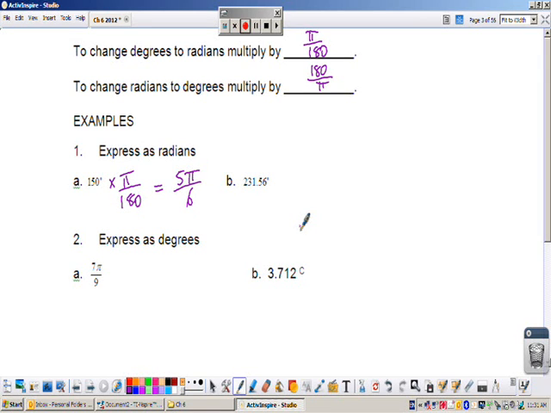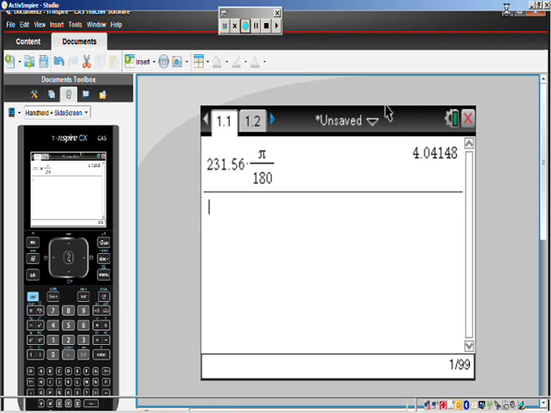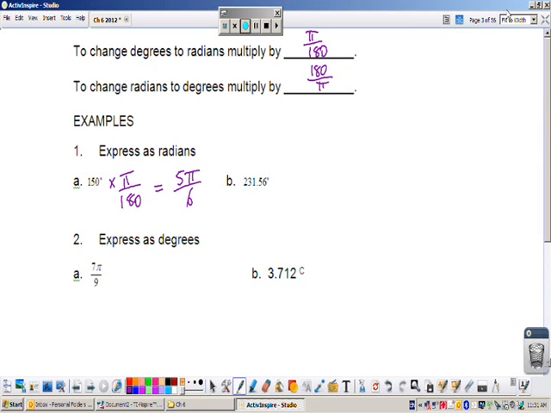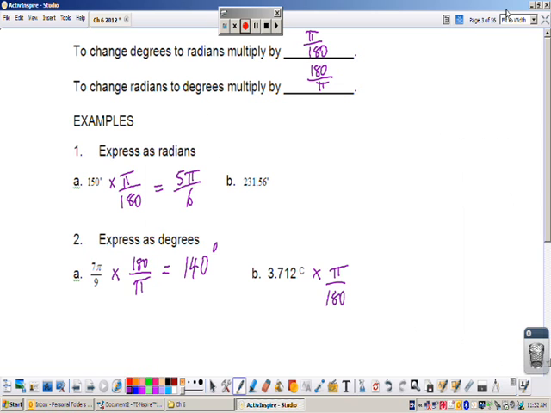231.56 degrees. Plug that into your calculator, multiply it by pi on 180, and we get approximately 4 radians. Similarly, going back the other way, multiplying by 180 over pi simplifies to 140 degrees. Notice I've used the symbol because I've given a degree measure. And if we're in radians, going to degrees, put that into your calculator, and you get 212 approximately. Okay, really easy stuff, quite boring and not really that useful to us.